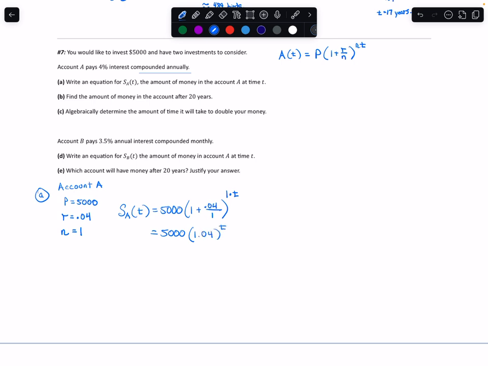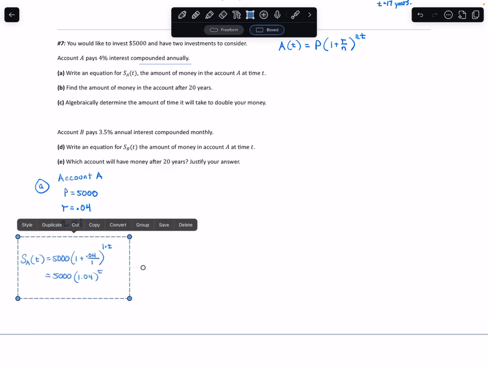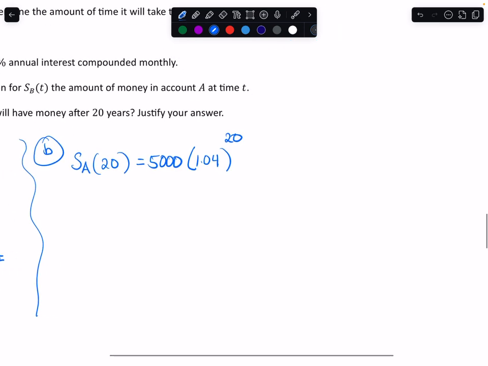Okay, B, find the amount of money in the account after 20 years. Okay, again, natural question. You invest some money, maybe you're planning for a long-term investment here. Maybe it's 20 years. So I want to find the value of S sub A of 20. Time is 20. That's 5,000 times 1.04 to the 20. And again, right after that, there's really nothing to show somebody. You're not getting any type of numerical answer out of this by doing it by hand.